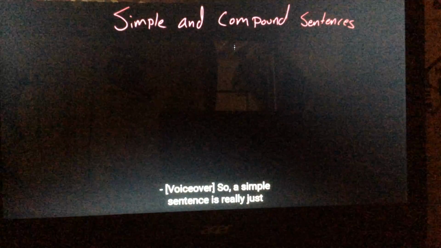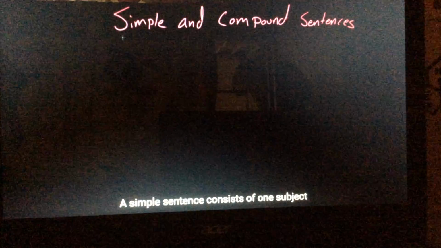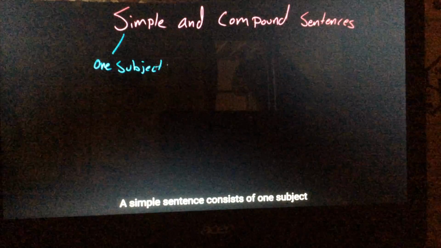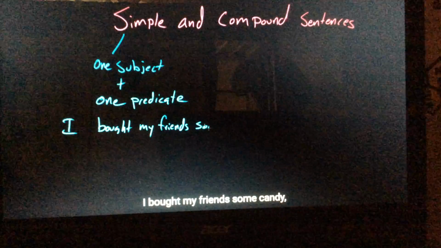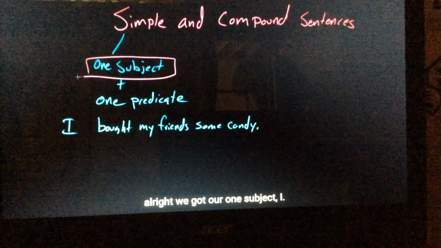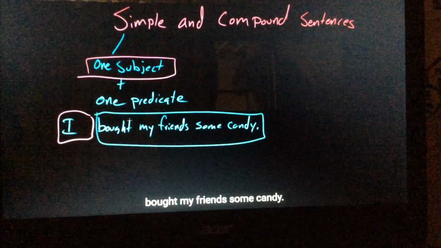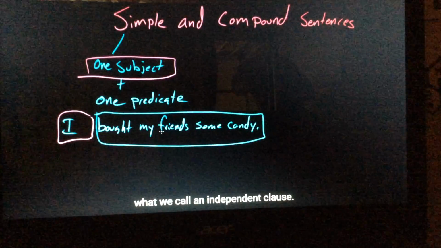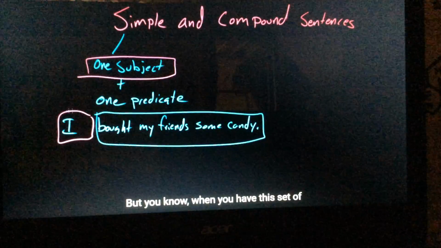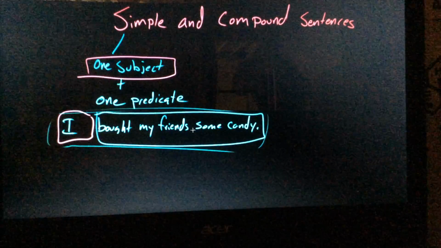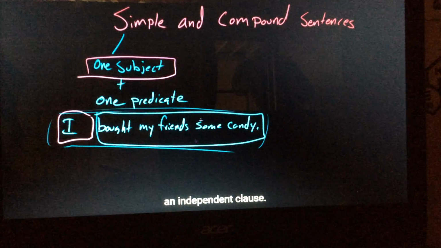Let's do it. So, a simple sentence is really just what it says on the tin. A simple sentence consists of one subject and one predicate, and that's it. Right. So in the sentence, I bought my friends some candy, we got our one subject, I, and we have our one predicate, bought my friends some candy. Now all of this together is what we'd call an independent clause. I don't want to hit that too hard right now, but when you have this set of subject and predicate together, and it can be a sentence, that's called an independent clause.